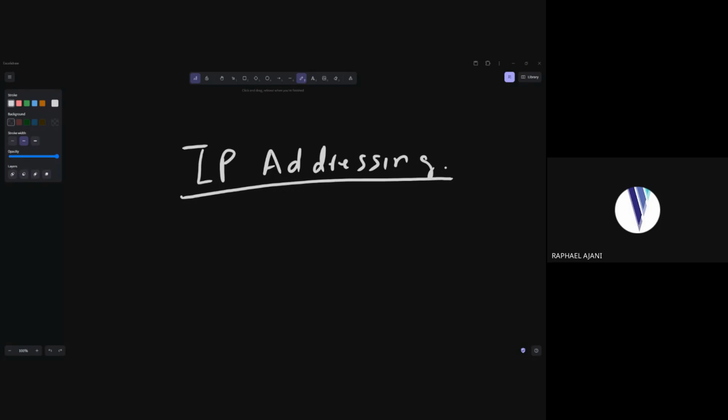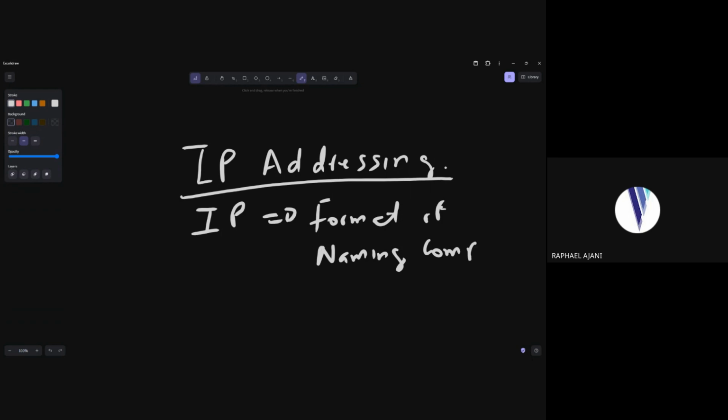I started this class by explaining that IP addressing is the format of naming computers on a network.